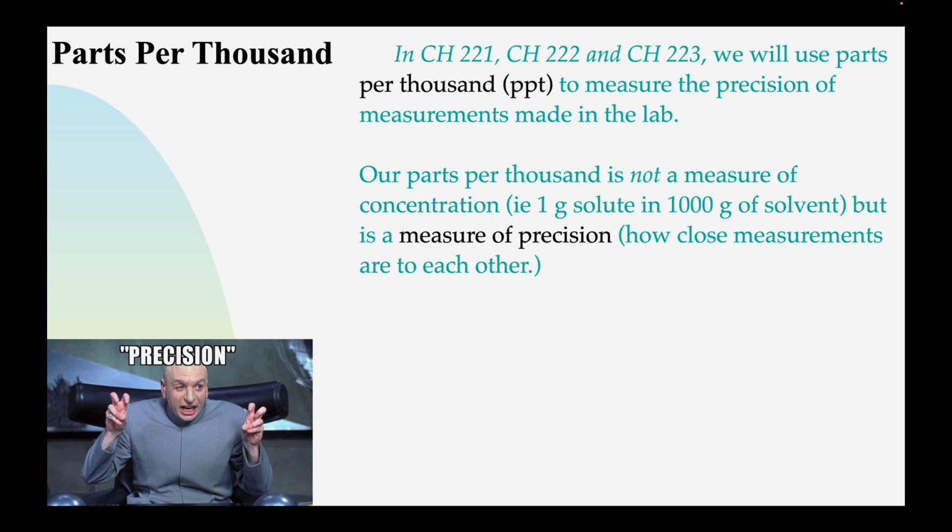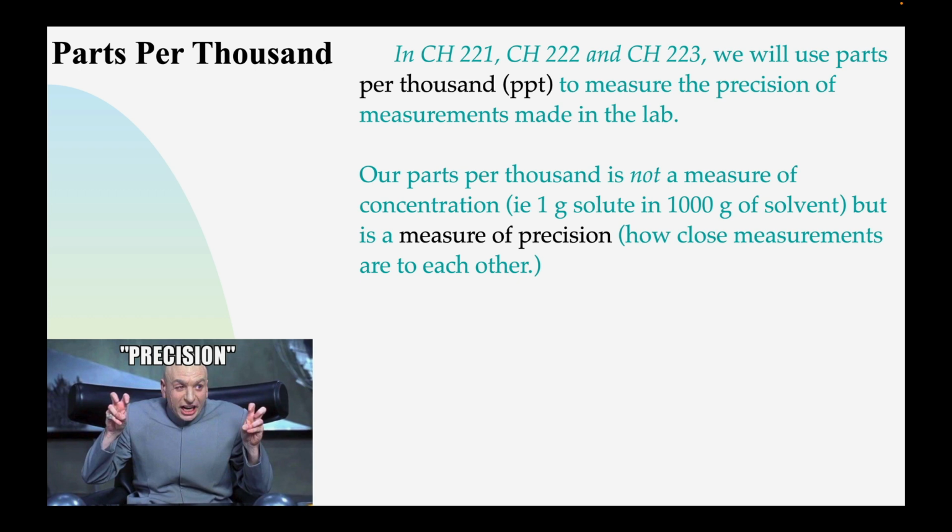Parts per thousand, the name is a little confusing. Parts per thousand can be used as a measure of concentration. So for example, a parts per thousand that is a concentration would be 1 gram of solute in 1,000 grams of solvent, something like that. But this is a different type of parts per thousand we're going to be using in Chem 221, Chem 222, and Chem 223, or at least with me, your instructor.